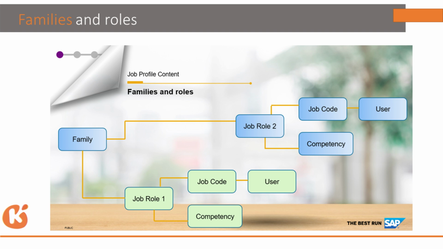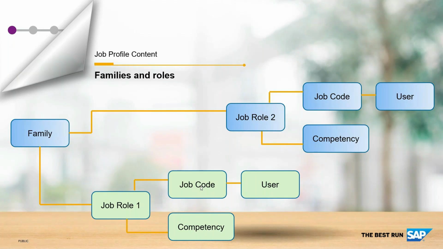As we know, in job profile, JBP, this is the structure. We have families, then under that family we would have roles, like job role one, role two, and against that role we have job code mapped and competency mapped. And these job codes would be mapped to positions then.